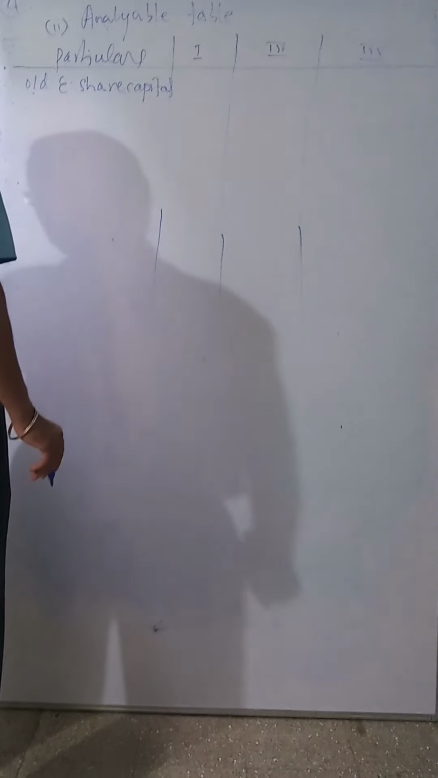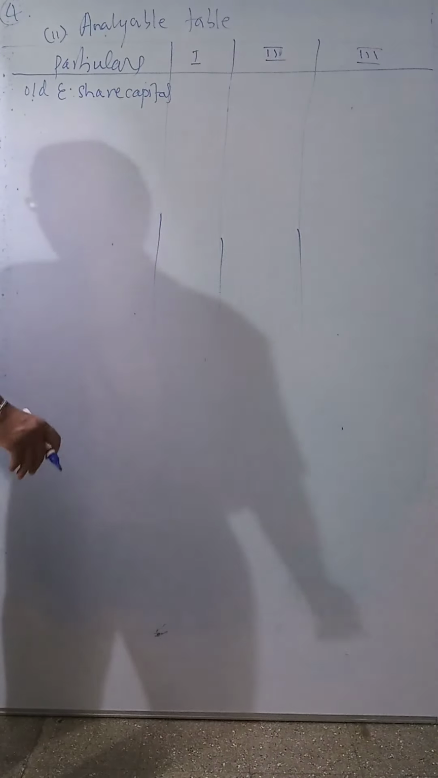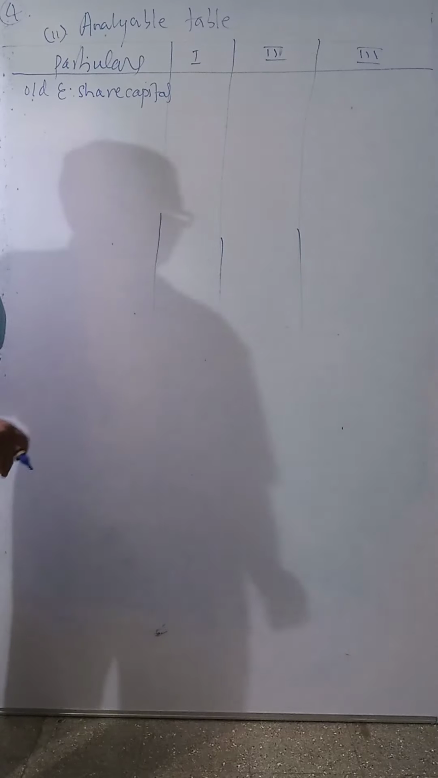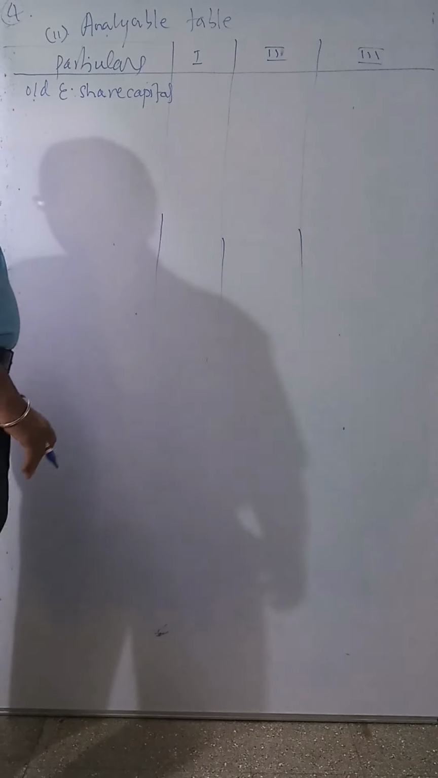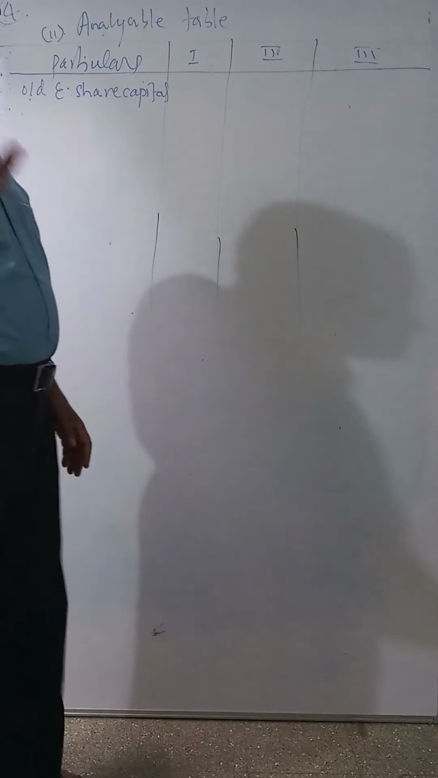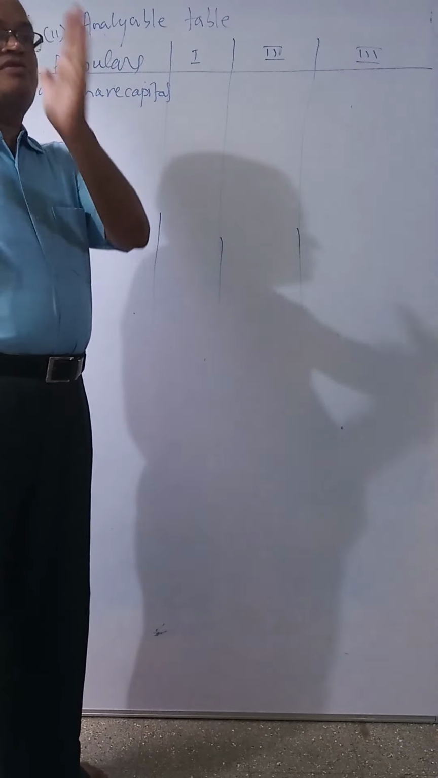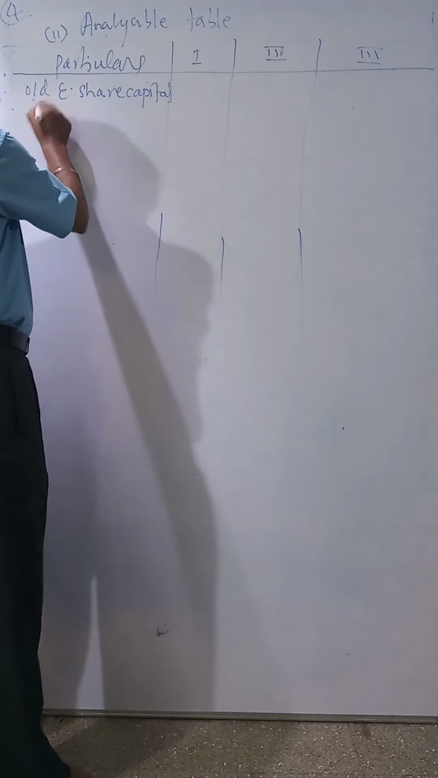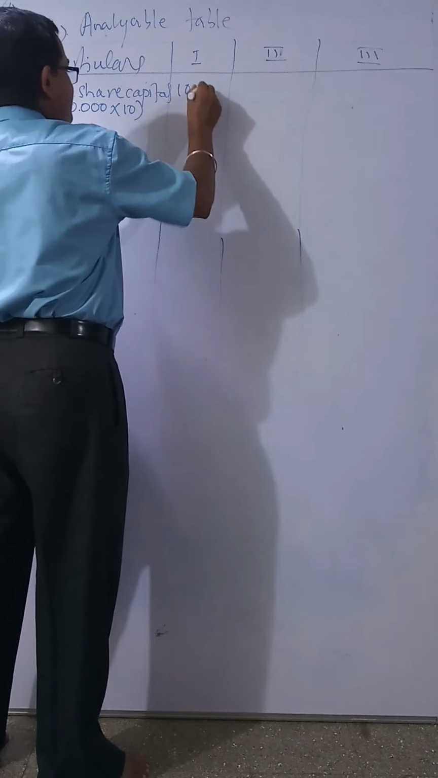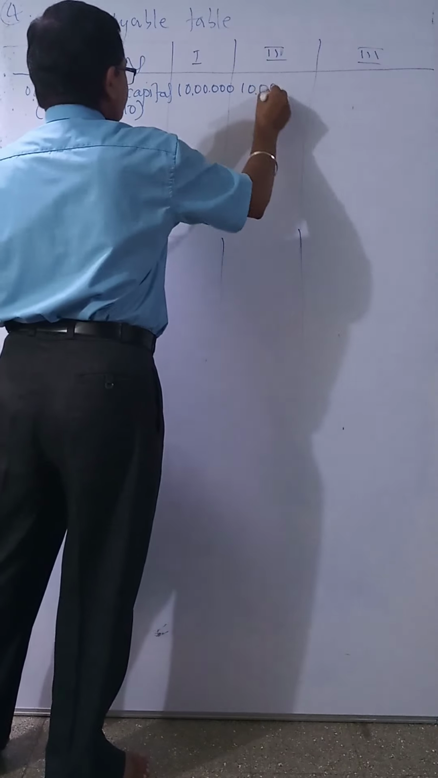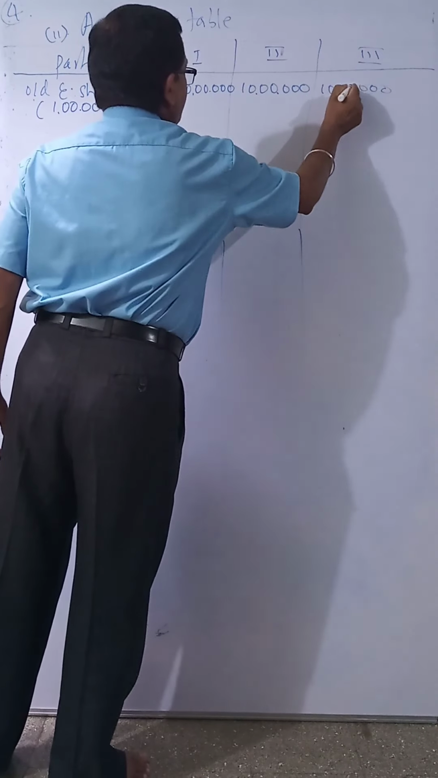Next, problem number 4. In this problem, X Limited has capital of rupees 10 lakh divided into 1 lakh equity shares of rupees 10 each. One share value is 10 rupees, so 1 lakh into 10, the old equity share capital is 10 lakh. For all the alternatives, you have to write 10 lakh. Understand?